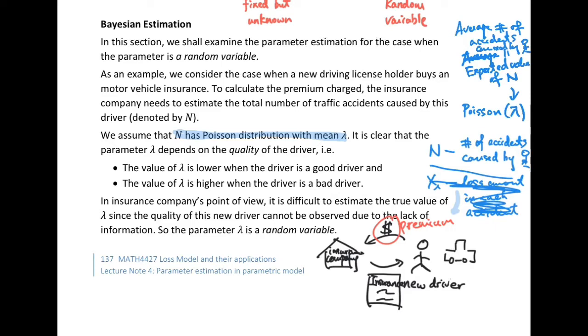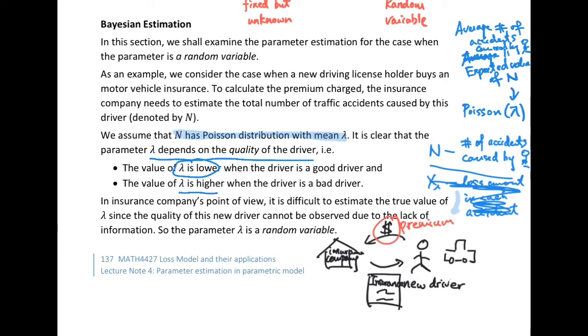Because of that, this average number definitely will depend on the quality of the driver. Our common belief is, if the driver is a good, responsible driver, then definitely this lambda will be lower. Of course, if this guy is a troublemaker, a very bad driver, then definitely he will cause a lot of accidents, so that means the lambda will appear to be large.